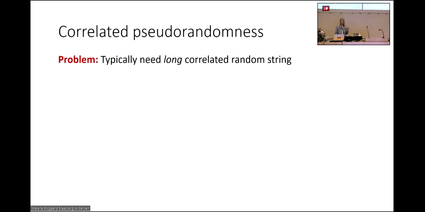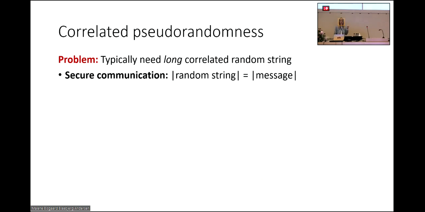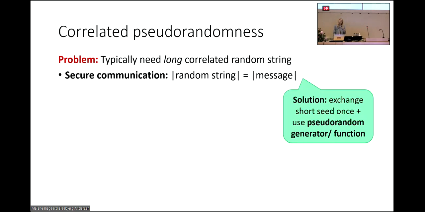So why correlated pseudorandomness, or what are PCGs good for? Typically we need long correlated random strings. We have a lot to talk about, we have a lot to compute. In secure computation, it's also Crypto 101 that your random string has to have the length of your message. Well, that's not really what you do, right?